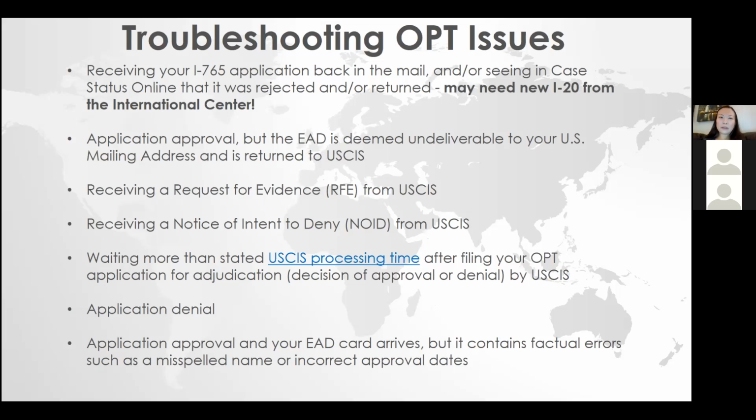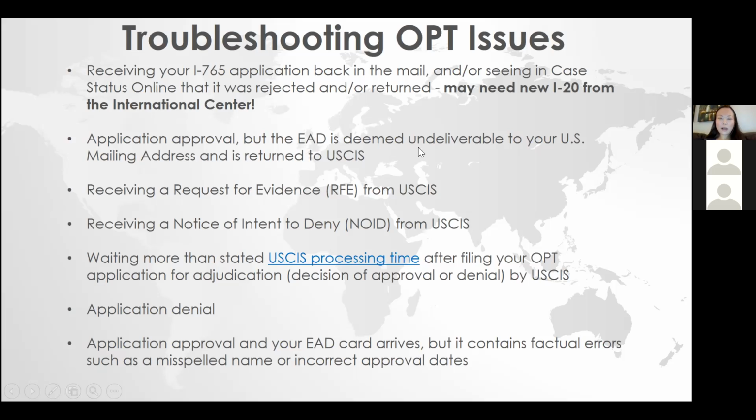And then another reason for rejection is you simply forgot to include one of the documents that we just went over on our checklist to USCIS. So before you actually mail your application in, just compare all your documents against that checklist to make sure you haven't forgotten anything.